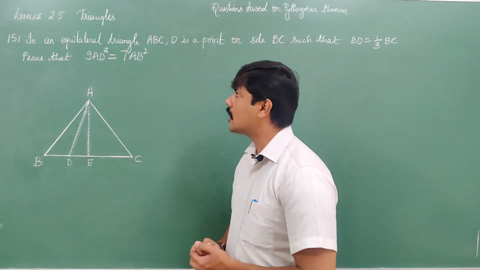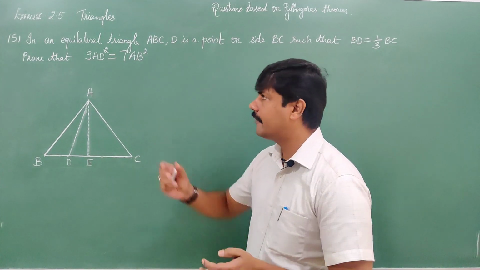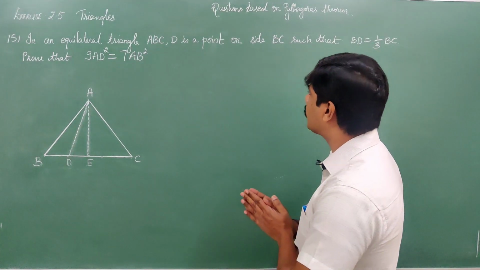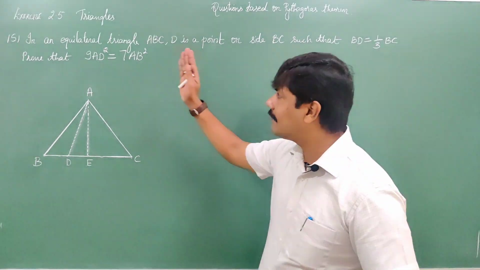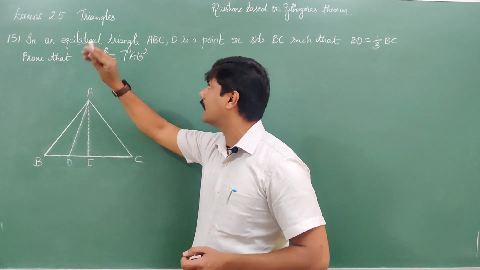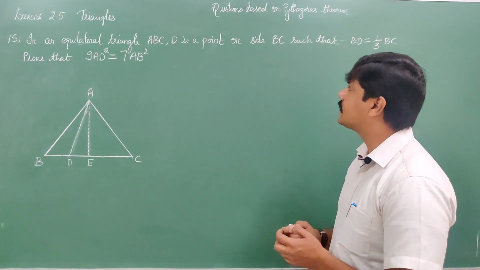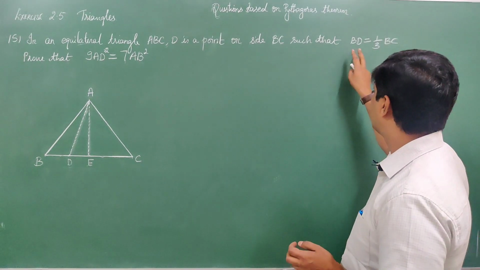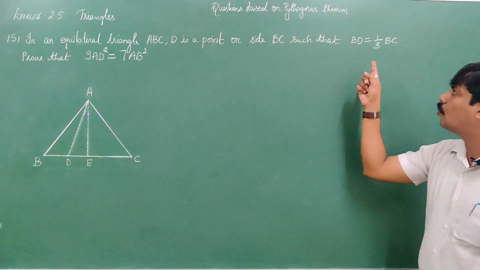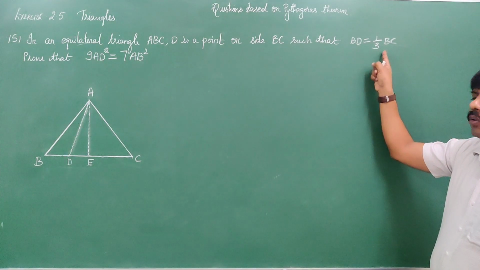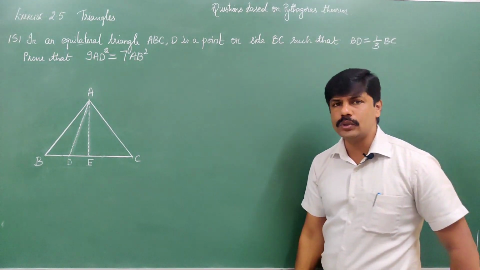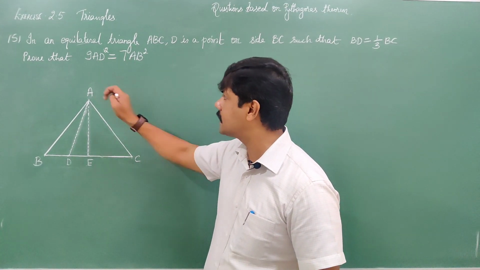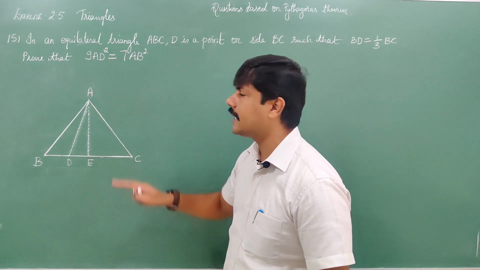With this, we'll start exercise 2.5 from triangles. The 15th question says that in an equilateral triangle ABC, D is a point on side BC such that BD is equal to 1 by 3 BC. Prove that 9AD square is equal to 7AB square. What we need to prove is 9AD square is equal to 7AB square.